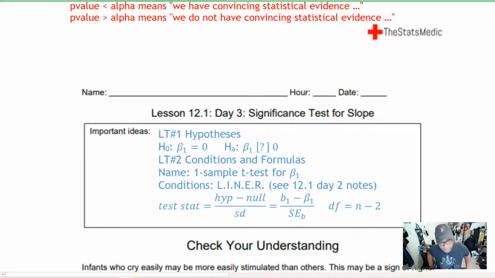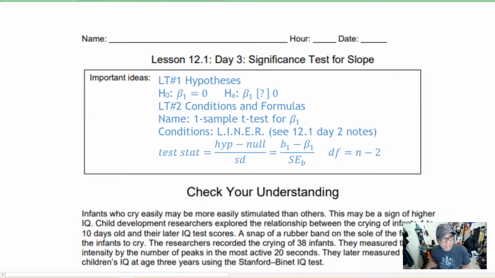Now, at this point, we've probably done dozens of hypothesis tests. So we're just going to talk about the parts that are really different here. And the first part that's different is the hypotheses themselves. So in our hypotheses, we've got beta 1 equals 0 versus beta 1 is not equal to, or greater than, or less than 0. Typically speaking, in AP Statistics, we're going to be using 0 for our null value.